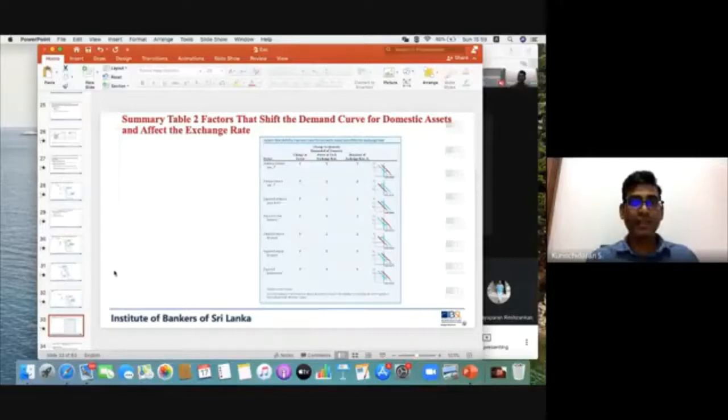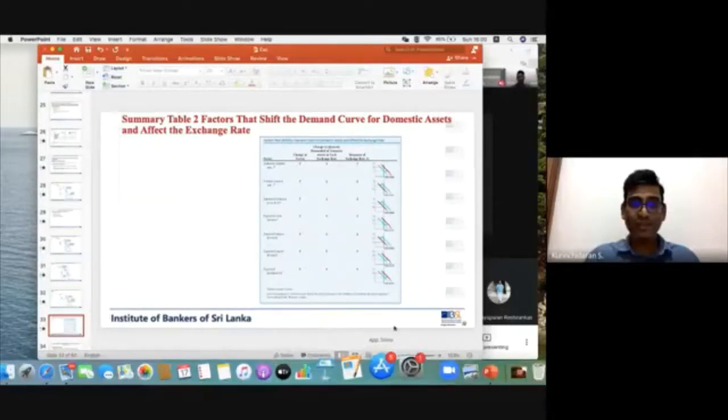If the demand curve for domestic assets shifts, it affects the exchange rate, right? So we can see altogether 7 factors and how they affect the demand curve for domestic assets, and finally the changes in the exchange rate, right?